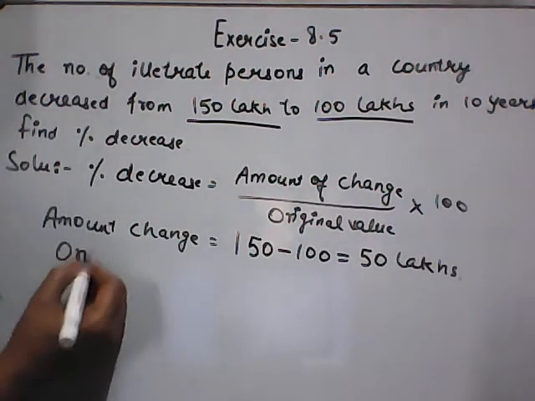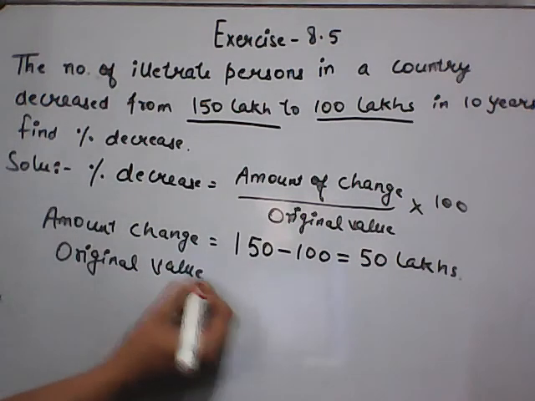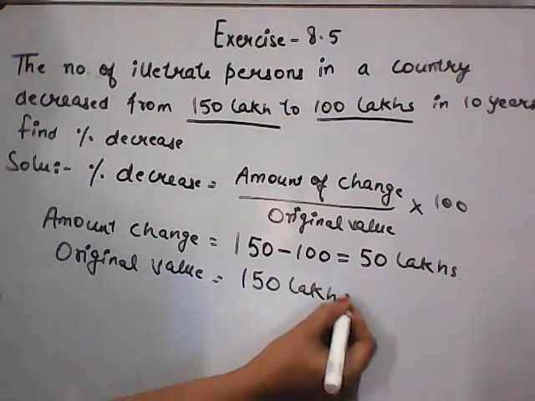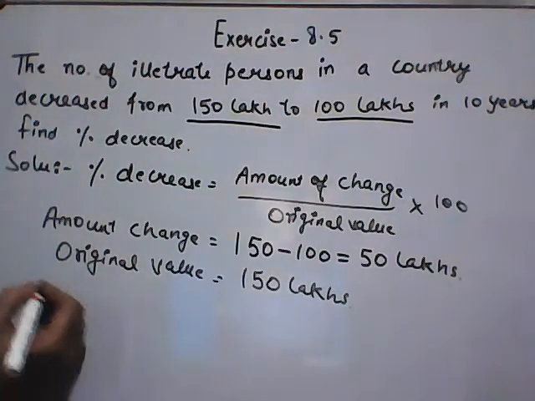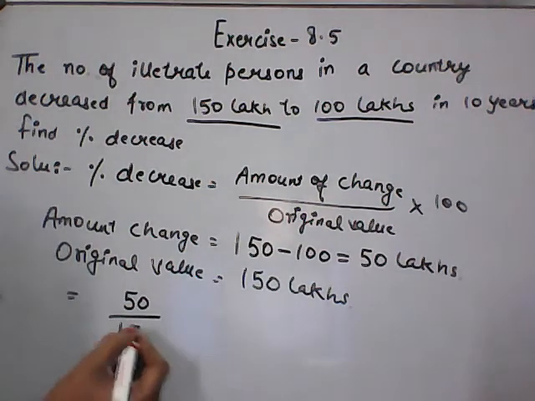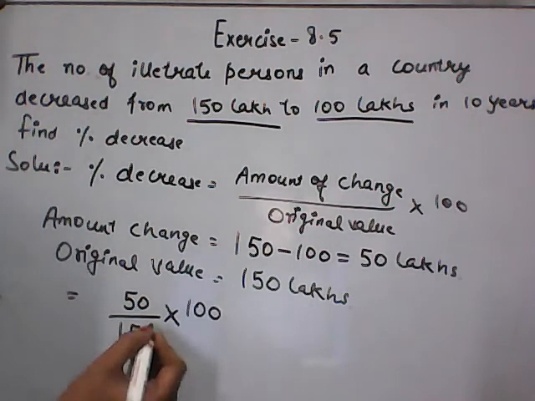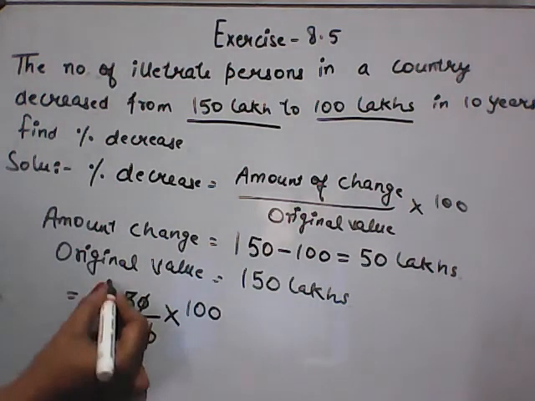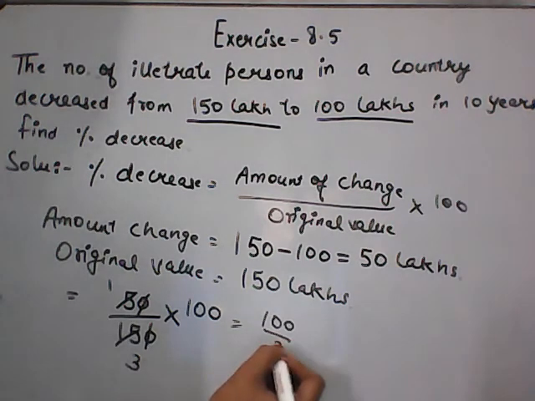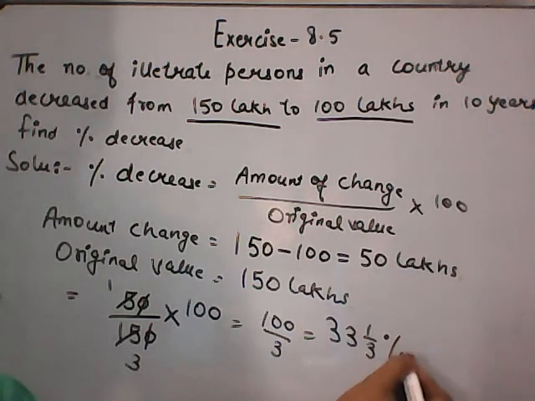Now, what is the original value? Initially, the number of illiterate persons is 150 lakhs. So, calculate the percentage decrease in this way. Amount of change is 50. Original value is 150. You have to calculate the percentage, so multiply it by 100. 0 is cancelled out with 0. 5 ones are 5. 5 threes are 15. It is 100 by 3, that is equal to 33 1 by 3 percentage decrease.